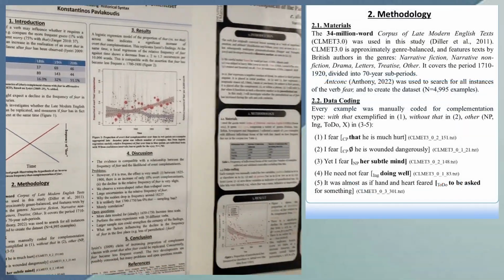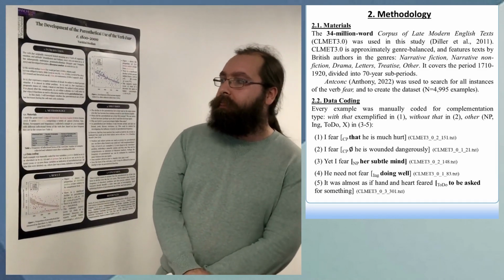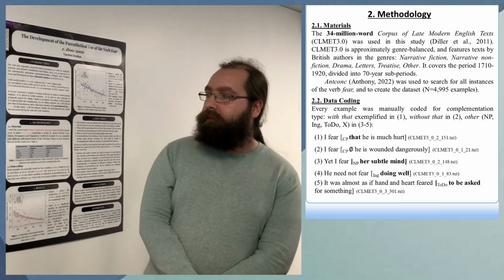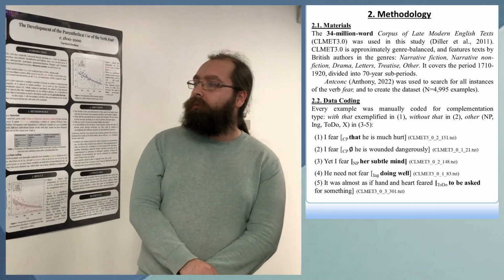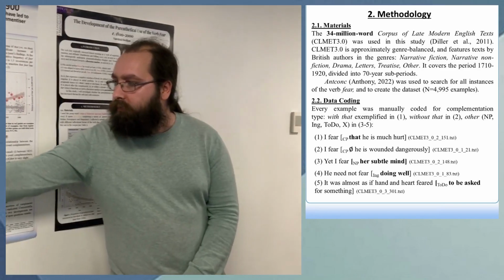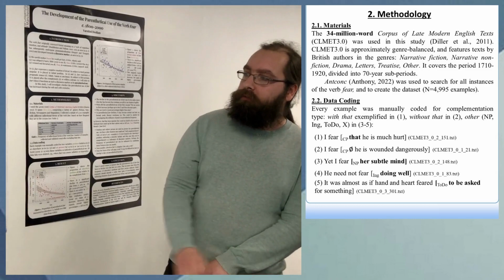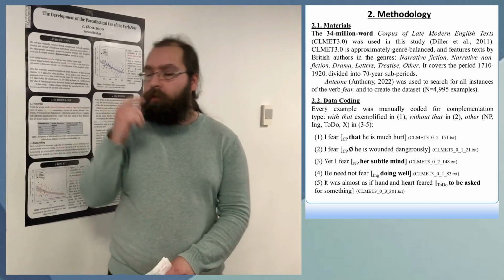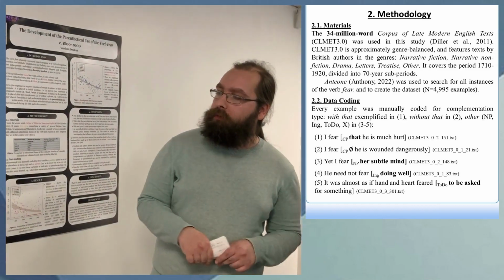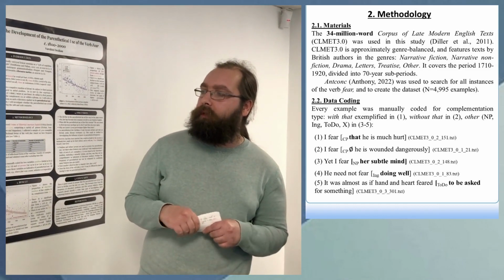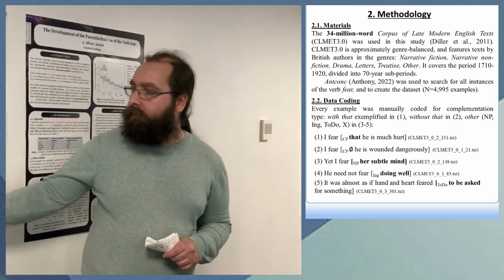And for this research, I used the 34 million word corpus of late modern English texts, which is approximately gender balanced and features texts by British authors and covers the period 1710 to 1920, divided into 70-year subperiods. And I used Dango to search for all the instances of the verb fear and to create a dataset which included 4,195 examples. And these were manually coded for complementation type.